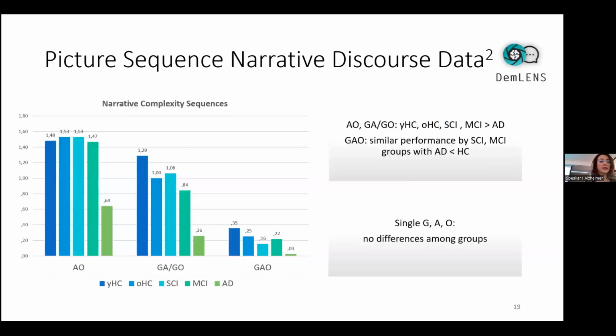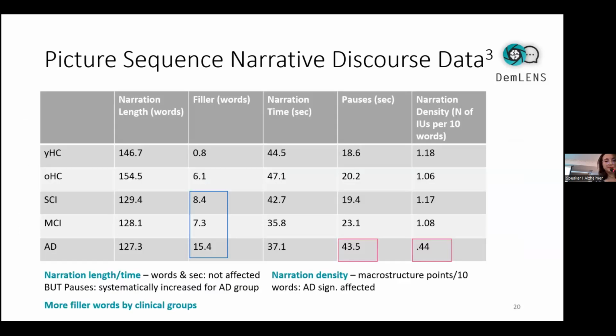Now, how complex were their narratives? When we're looking at simple sequences of 2, so the attempt outcome, goal outcome, and goal attempt, we can discriminate the AD speakers from the rest of the groups. However, when we're looking at the most strict one, the goal attempt outcome combo, there we find that individuals with subjective cognitive impairment and mild cognitive impairment perform alike, and they differ significantly from AD groups and control groups. However, when we look at single goals, attempts, and outcomes, we don't find any difference between the groups.